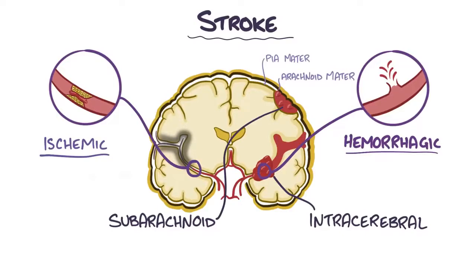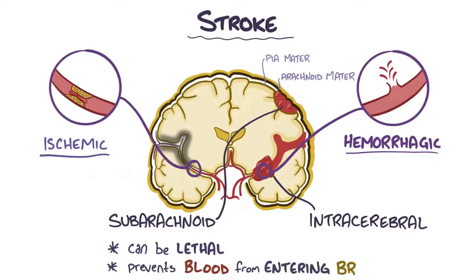We'll focus on the subarachnoid hemorrhage, which can quickly lead to death if left untreated. Subarachnoid hemorrhages can lead to a pool of blood under the arachnoid matter that increases the intracranial pressure and prevents more blood from flowing into the brain.